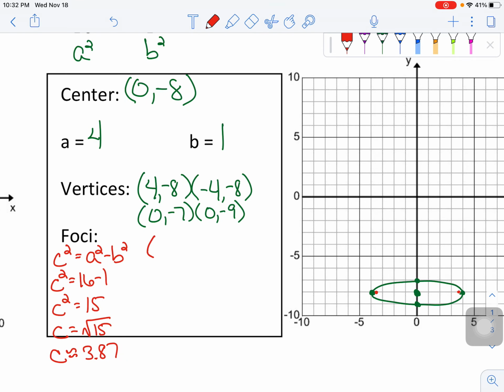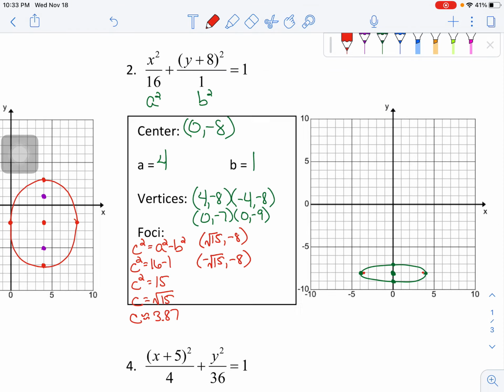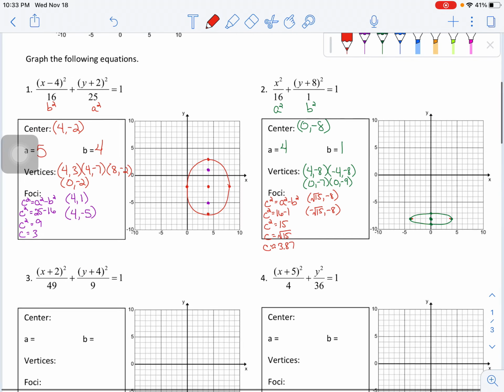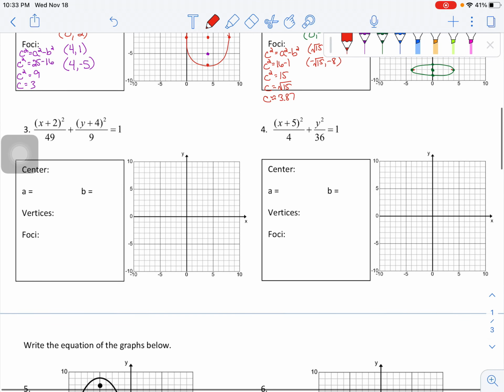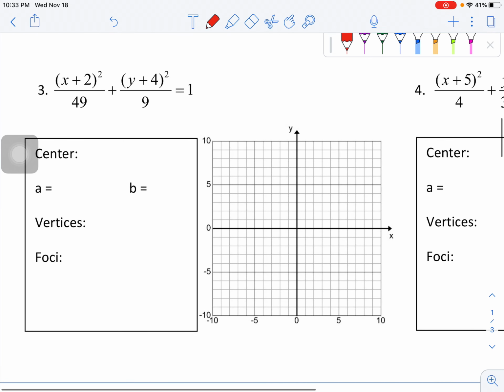So from the center, we had to move to the left and right root 15. So that means we had to affect our x value. So 0 plus root 15 is going to be root 15, -8. And then 0 minus root 15 would be negative root 15, -8. So there's my 2 foci for that problem. All right, 2 more to go. Let's see what comes up with problem number 3 here.